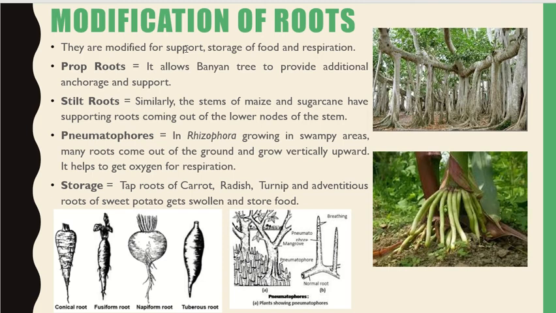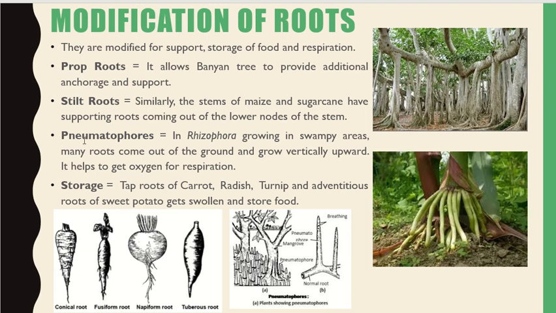So some modifications are prop roots. Basically they occur in the banyan tree. They provide additional anchorage and support. Here you can see they provide additional support to the plant. The next modification is of stilt roots. Basically they occur in monocots, for example in maize and sugarcane. Here you can see they arise from the lower nodes of the stem. So this is an example of stilt roots.